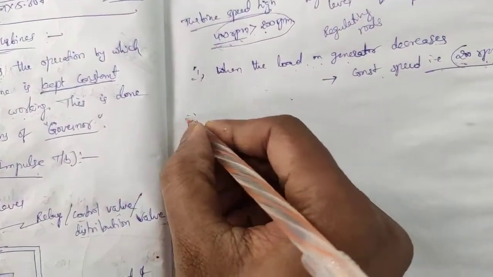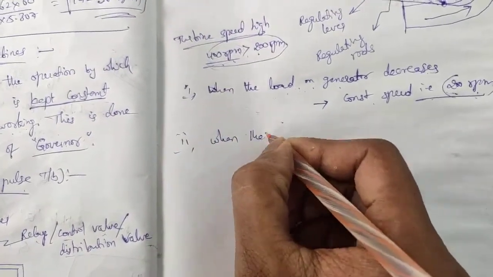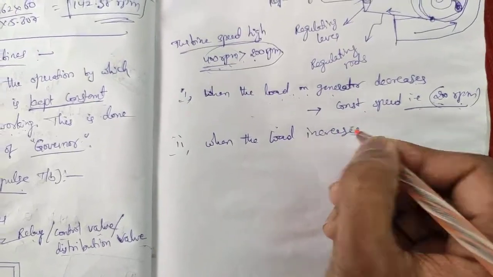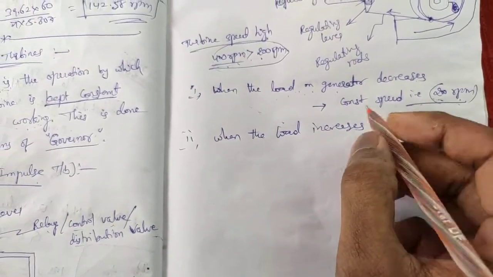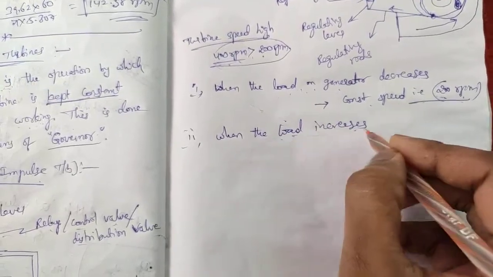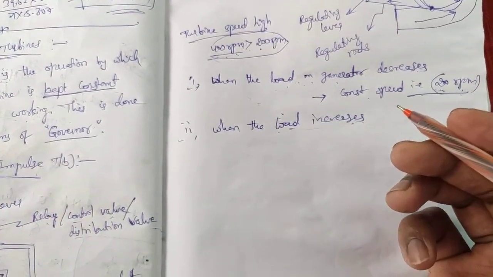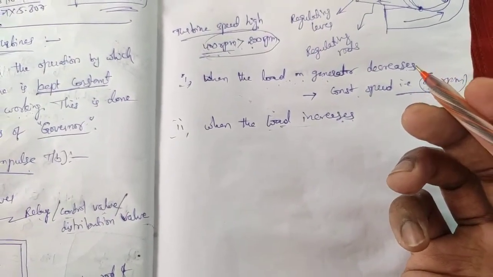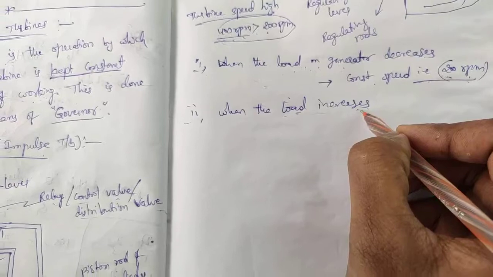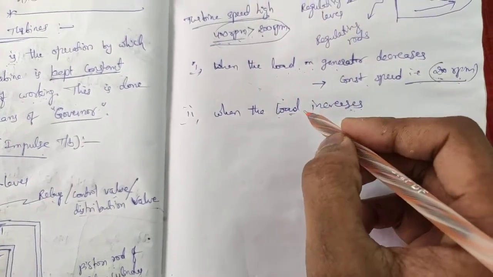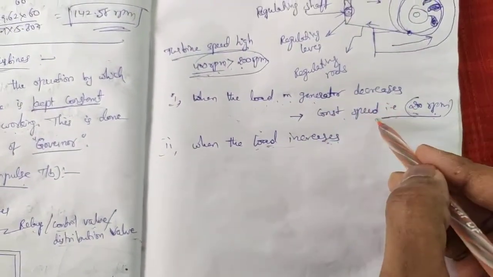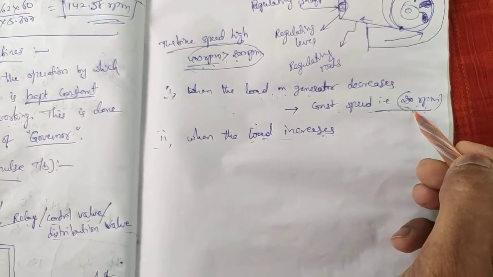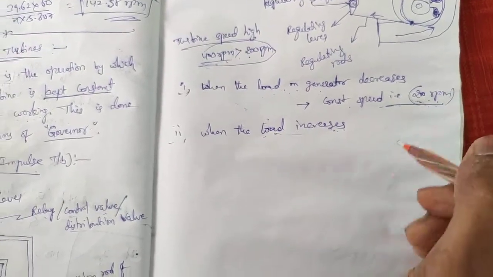So let us see the second case, when the load increases. This is the other case: load decreases and load increases. That means we need more output electrical power, so the load increases. But when the load increases, the speed is 200 rpm. This speed is not enough to produce more electrical power, so that means we need to increase the speed.